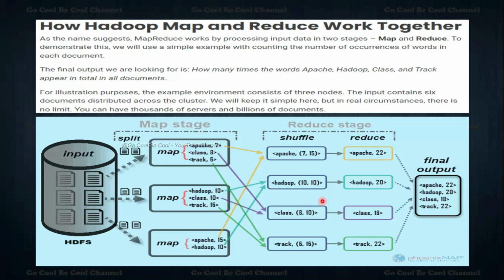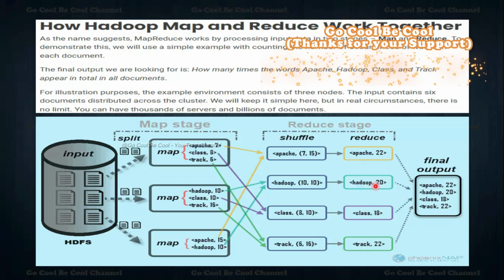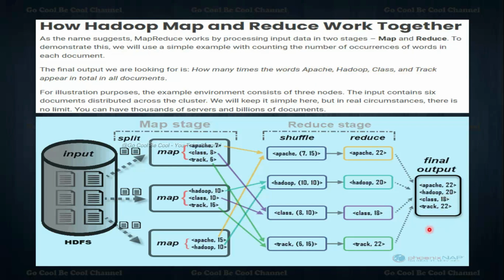Now coming to green, track 16. So this green talks about 16, so it is track 22. Similarly we have class 18 and Hadoop 20 also. This is how it reduces a lot. Automatically the system will capture the data exactly as it needs.